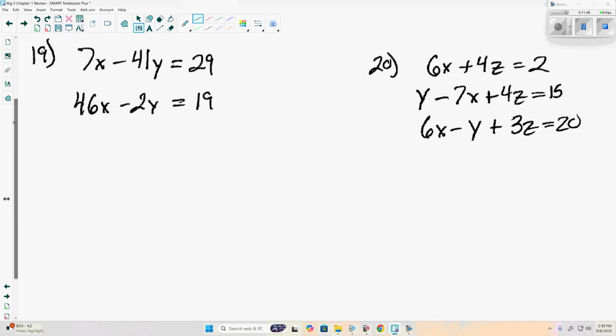Let's look at 19 through 24. Write the augmented matrix and state the dimensions. I need to change the review sheet. It shouldn't say matrix form. It just should say augmented matrix.